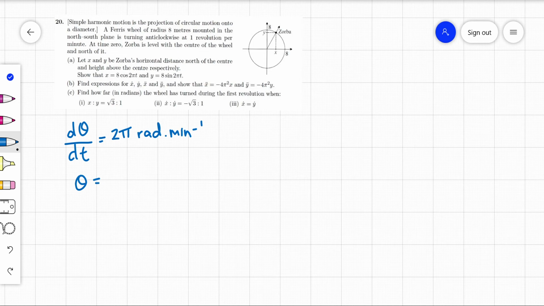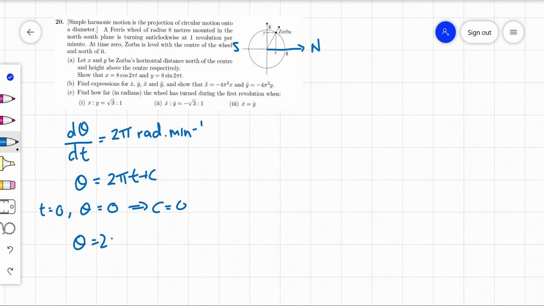So if I look at theta, this would be 2 pi t plus c. Just remember when t equals 0, we're told it starts over here, that way's our north-south here. So that's a 0 angle, so at t equals 0, theta equals 0, therefore you can see that c will be 0 as well. So theta equals 2 pi t.